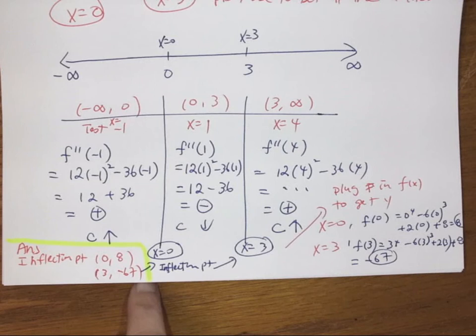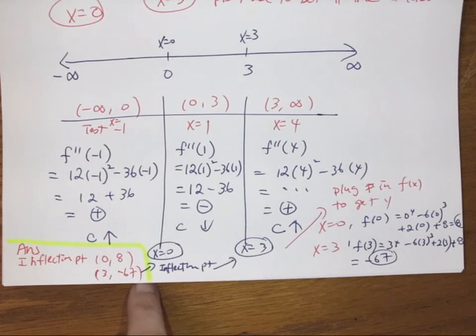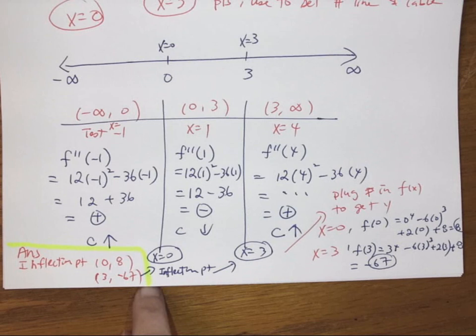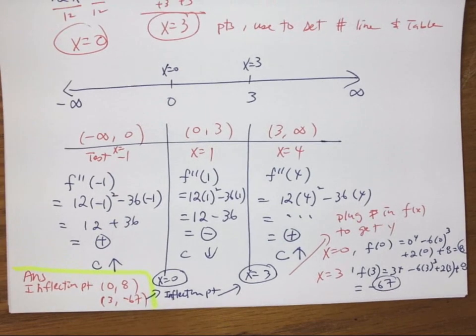Again, concavity: if you want to see concave up or concave down, you need the second derivative. Positive is concave up, negative is concave down. If you need to find the inflection point, you still have to check the concavity, and if it changes from concave up to concave down or concave down to concave up, then you have an inflection point, which we have here. All right, let's move on to the third question.